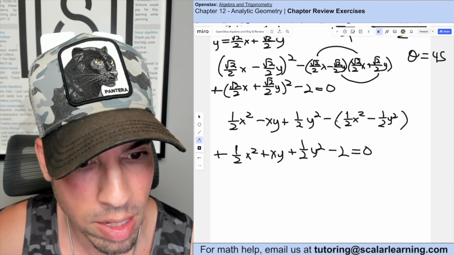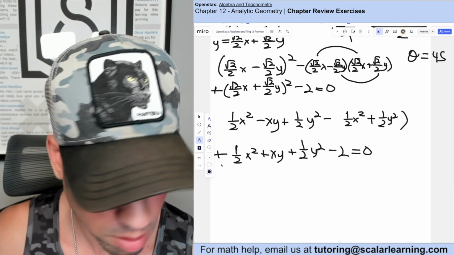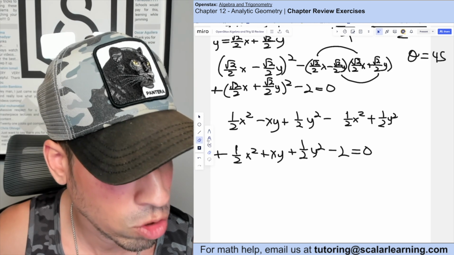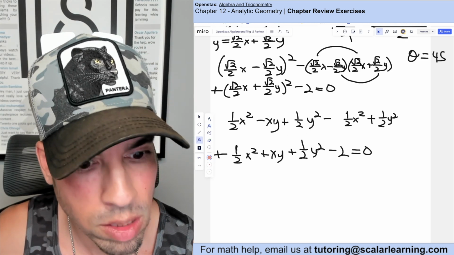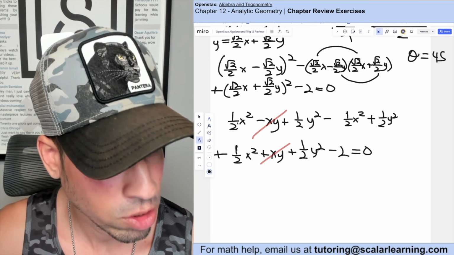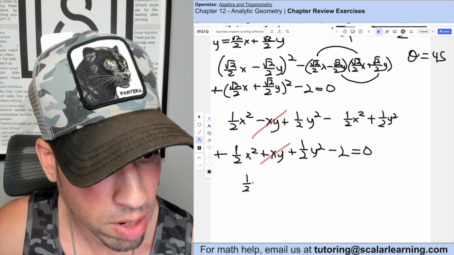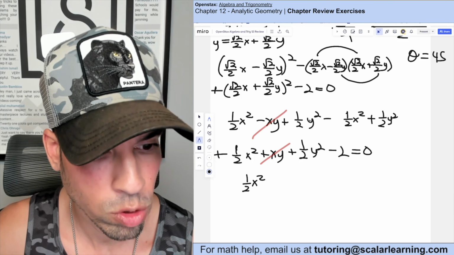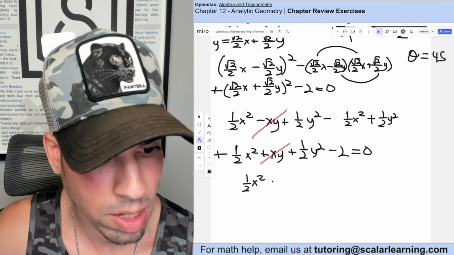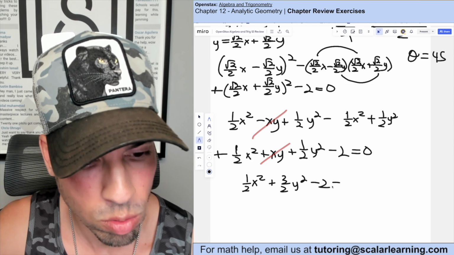I'm going to distribute that negative. So this will be negative, this will be positive, and now let's combine some like terms. Of course, we want to make sure the xy's cancel out. That was the point of this, and they do, boom, boom. And then for the x squared, it's 1/2 plus 1/2 minus 1/2. That's going to be 1/2 x squared. And for the y squared, it's 1/2 plus 1/2 plus 1/2. That's 3/2 y squared. Minus 2 is equal to 0.